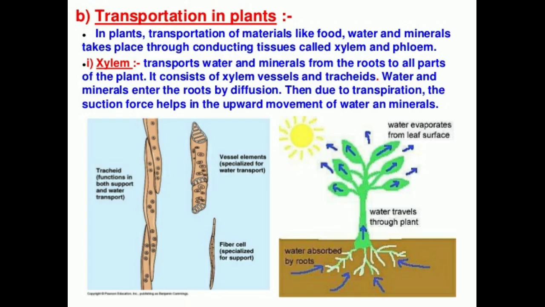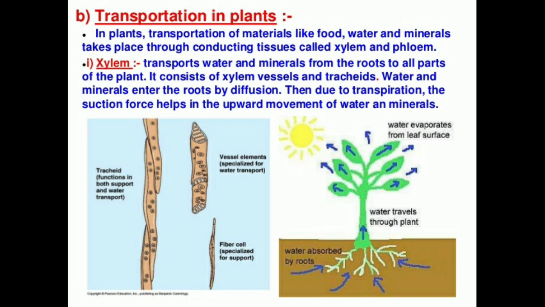In the case of plants, you know that they transport different materials like food, water and minerals from one place to another. That means they absorb the raw materials from the soil with the help of the roots, and they transport them to the leaves in order to prepare the food. And after preparing the food by the process of photosynthesis, they transport it to the different parts of the body like stem, roots, etc.